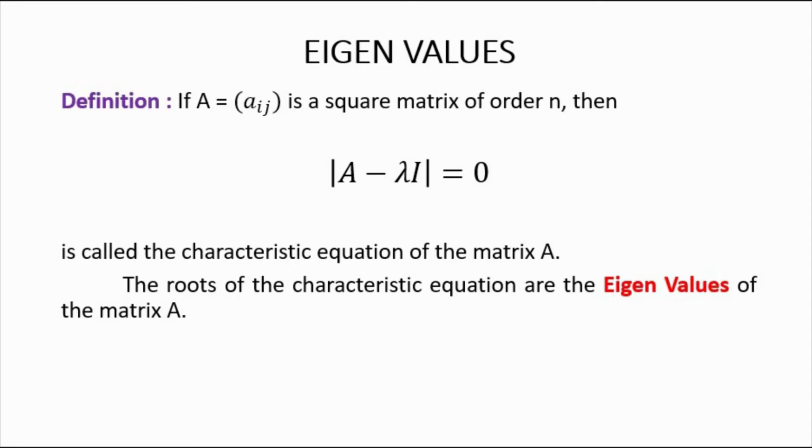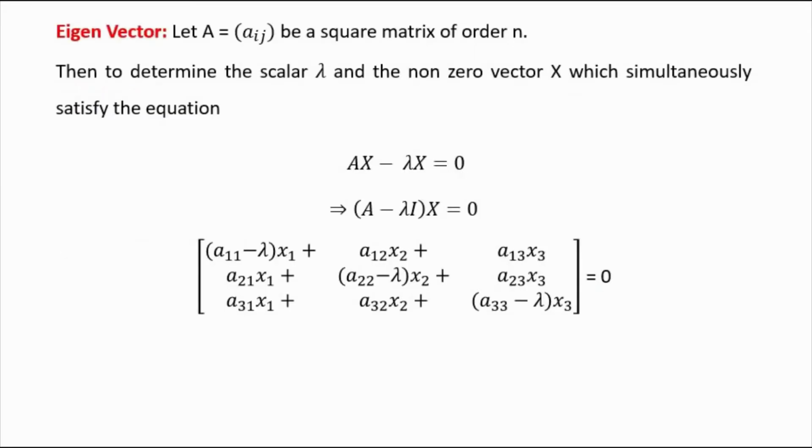Next we will see how to find the eigenvector. Let A = [aij] be a square matrix of order n. Then to determine the scalar lambda and the non-zero vector X which satisfy the equation AX minus lambda X equal to 0, we get (A minus lambda I)X equal to 0. Suppose we consider A as a 3 by 3 matrix. Then I will also be the 3 by 3 identity matrix. So we find A minus lambda I and then multiply it by the non-zero vector X.